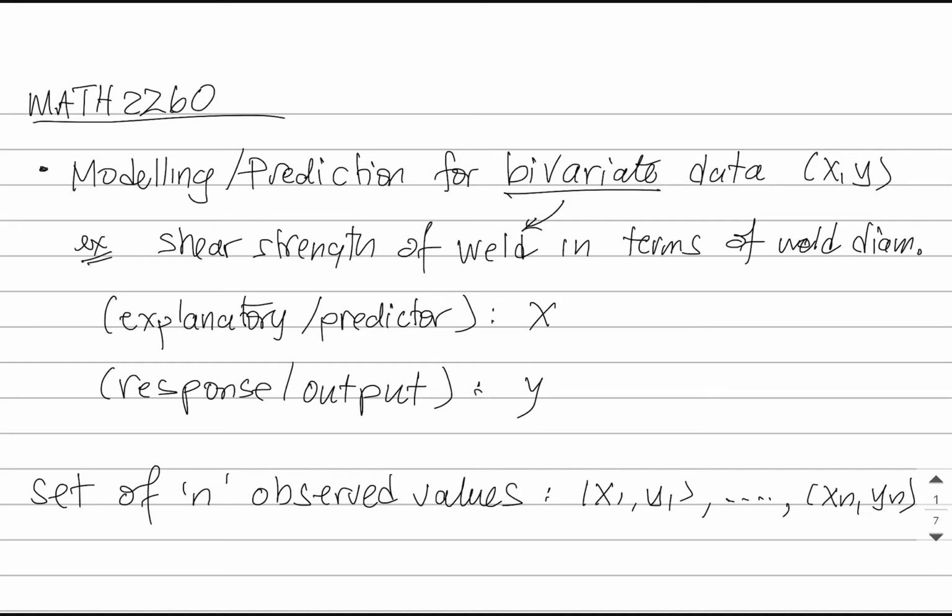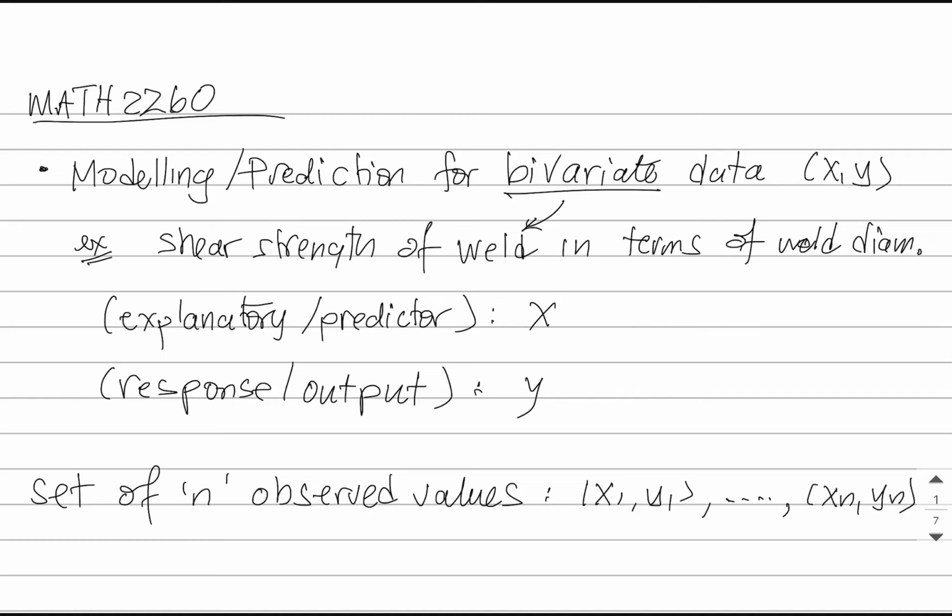We're going to turn our attention to an important application of statistics here, where we're going to be talking about both modeling and making predictions for bivariate data. So data or information that comes from considering two variables.